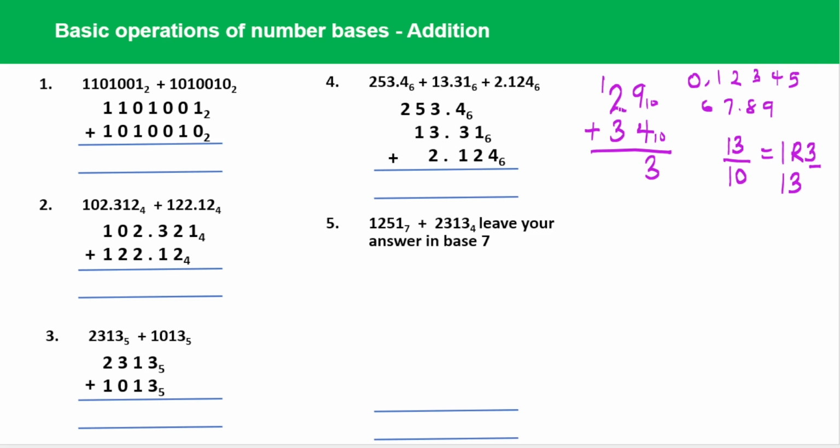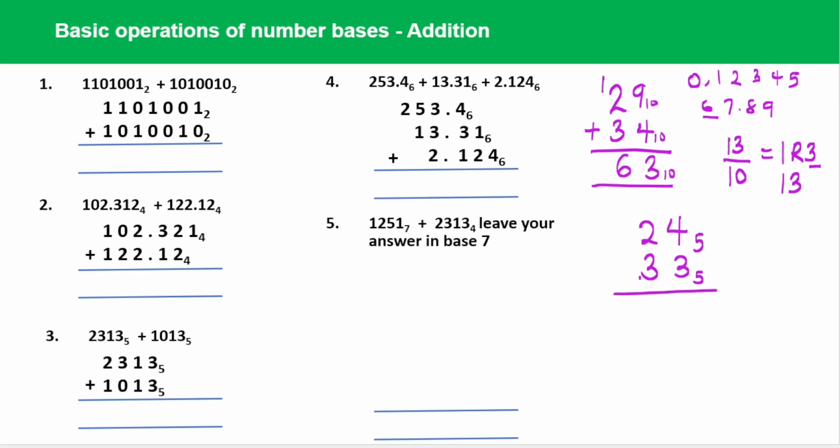Then 1 plus 2 will give us 3. 3 plus 3 will give us 6. We can write 6 here because 6 is part of the base 10 digits. So our answer to the addition of these two numbers in base 10 will be 63 base 10. Now let's say you have 24 plus 33 in base 5.